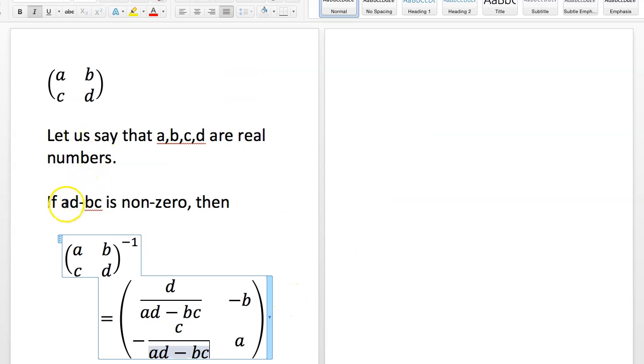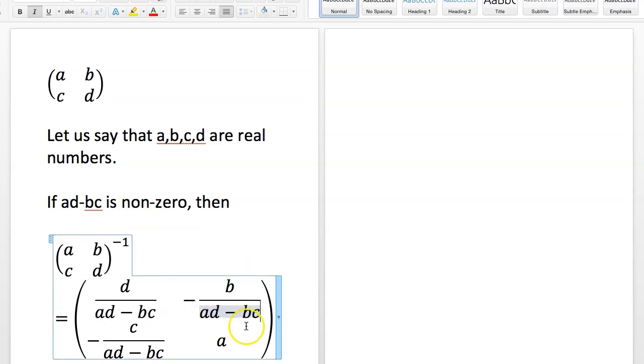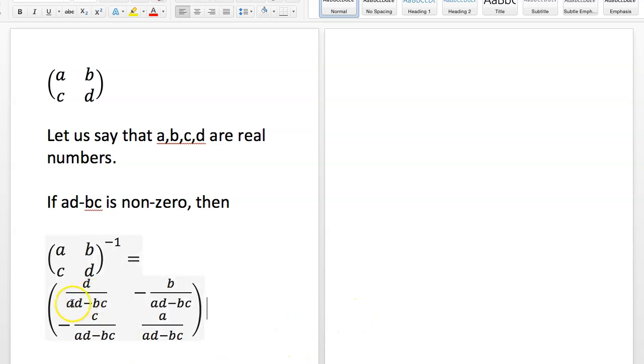Notice I insisted on AD minus BC not being 0, so there'd be no danger of me dividing by 0. So divide by AD minus BC. Now this matrix here is called the multiplicative inverse of this matrix, and again we're assuming that this AD minus BC down here is not 0. And in a very real sense, these are reciprocals of each other, reciprocals from the old world.